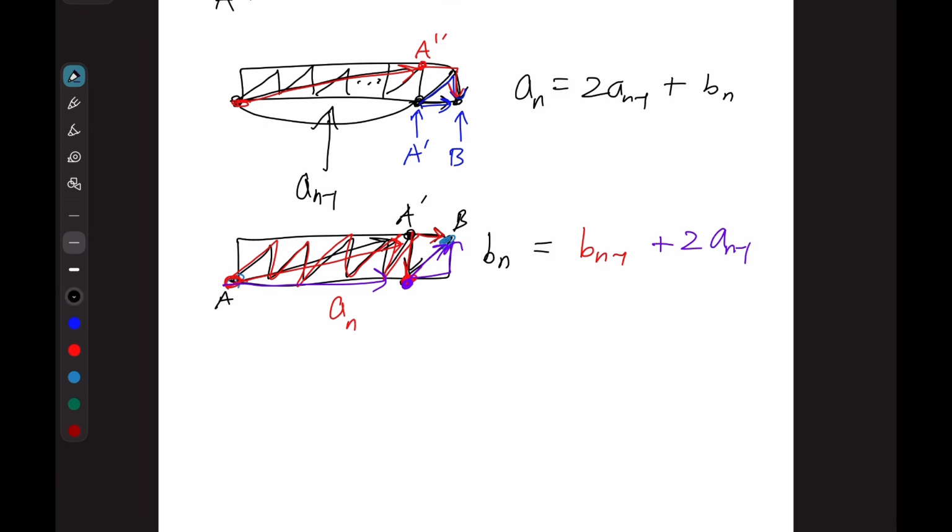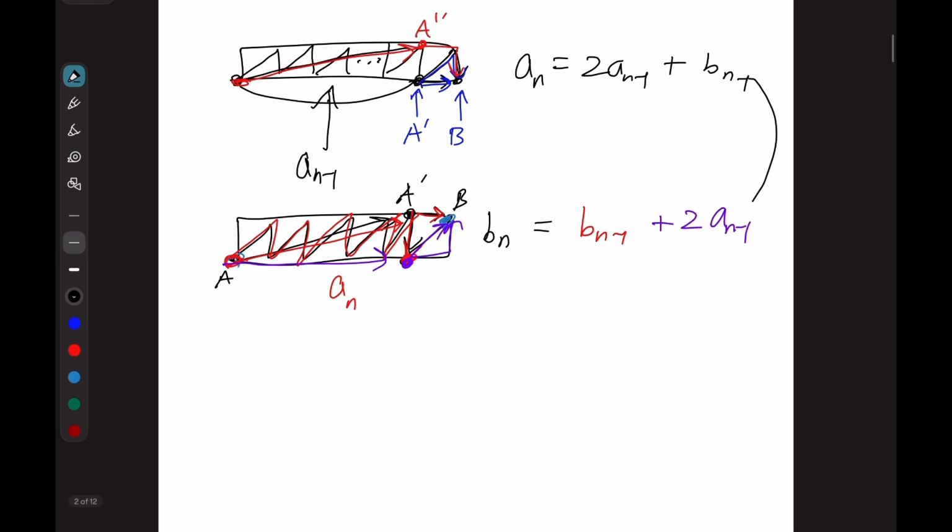Now, let's look at these two formulas. A_n equals 2A_{n-1} plus B_{n-1}. And B_n equals B_{n-1} plus 2A_{n-1}. The only thing we can see from these two equations is that A_n equals B_n, since they're both 2A_{n-1} plus B_{n-1}. Therefore, A_n equals 3A_{n-1}. And B_n equals 3A_{n-1}, B_{n-1}.